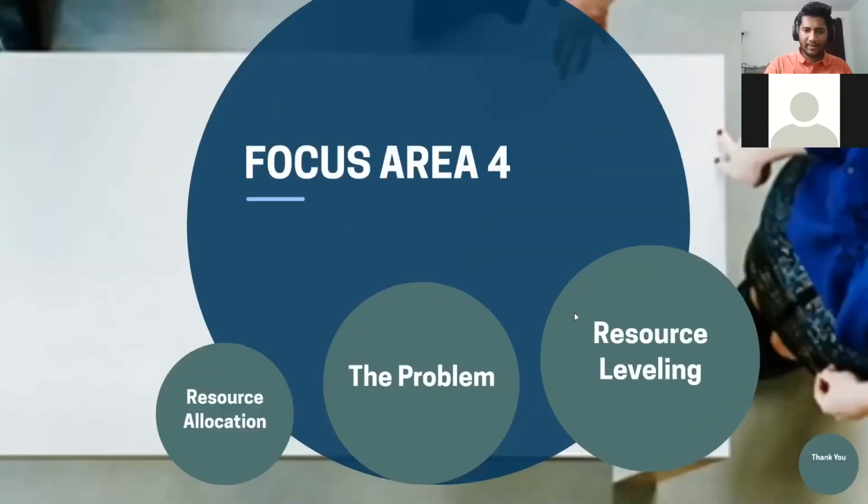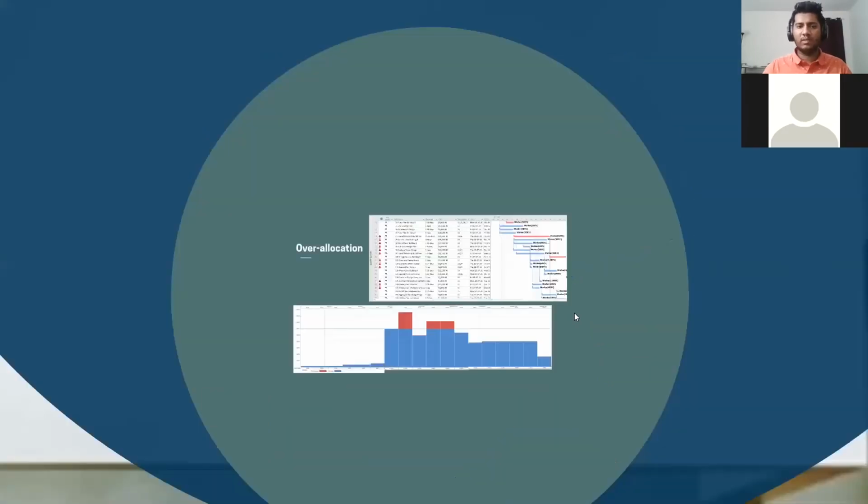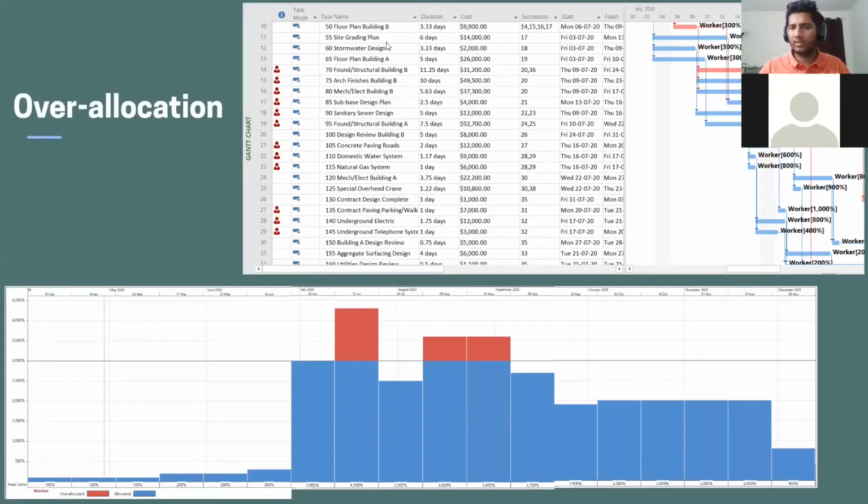But the problem is there is sometimes over-allocation of the workers, and these red dots or red people show that there is over-allocation. Even this graph shows over-allocation in red, and blue is within the limit. Basically this means we have a resource limit of 30 workers per day, and it is exceeding that limit.